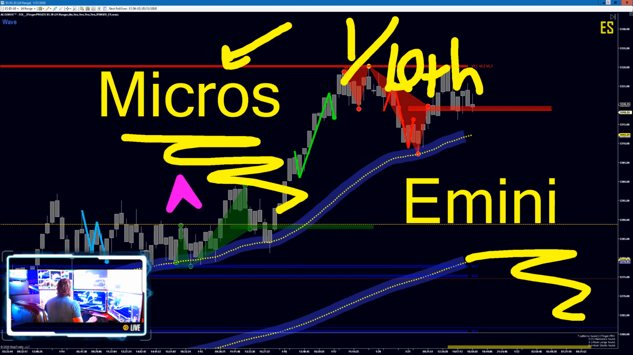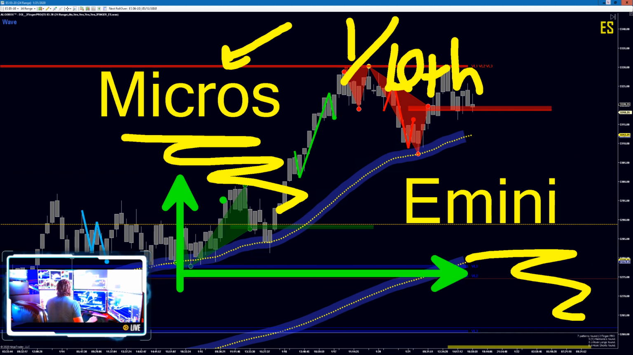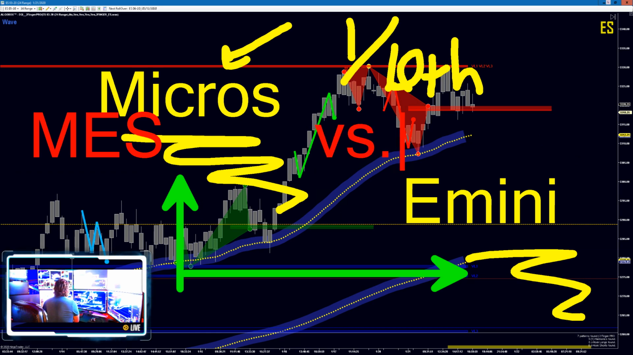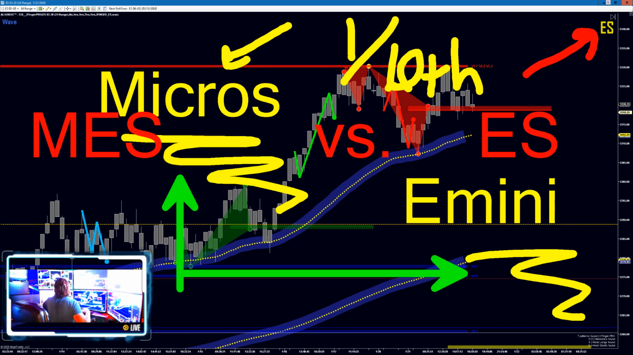So what do I mean by this? What is an example of this? Let's go red here. The equivalent of the micro is the MES versus the ES. Right, so this is an ES chart. This is the S&P 500, the E-mini contract of it. I don't trade micros, and I don't plan to, don't know that I ever will, but everything is the same other than the dollar value and your risk value.